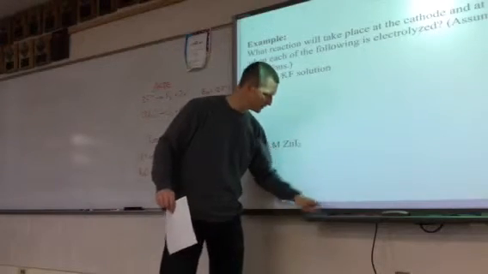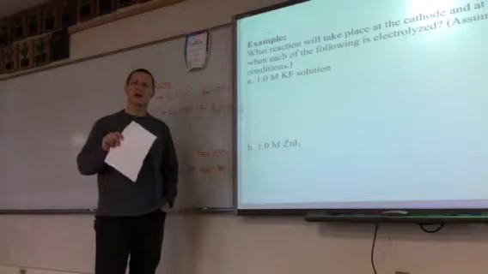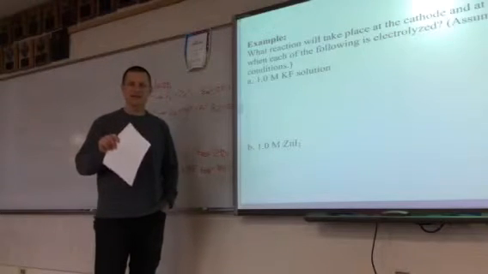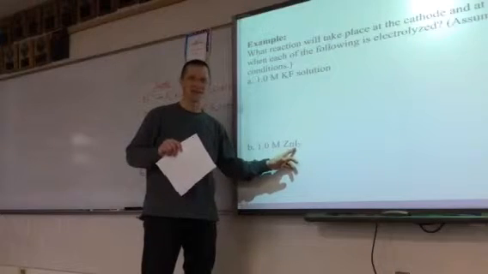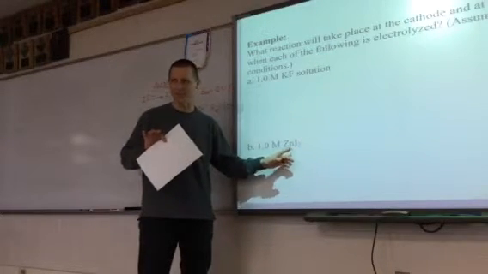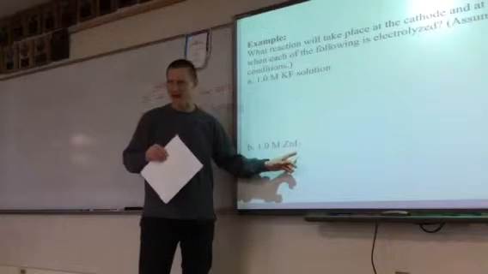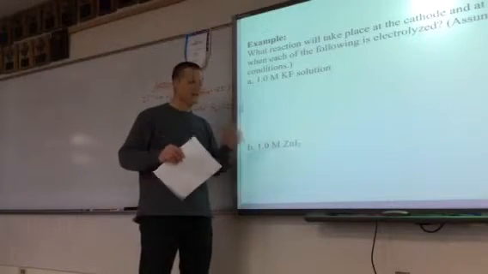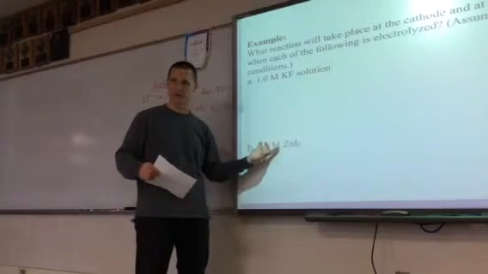Let me do that. So let me write. So you have a solution of zinc iodide. You got zinc ions, iodide ions. This is I negative. Don't be tempted when you see the I2. It's not iodine the element. It's iodide ion. And then you have water molecules because it's a solution. You know it's a solution because it says 1 molarity.